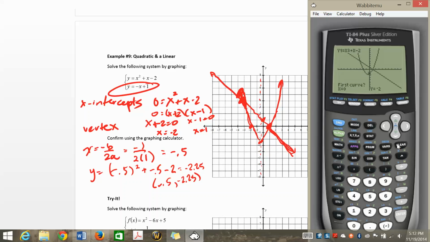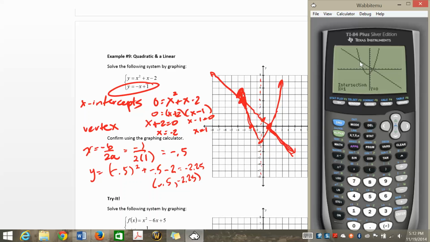It'll ask you what the first curve is. Notice it's on the parabola, so just click enter. It'll ask you for the second curve, and it's on the line, so hit enter. Then it's going to ask you for a guess. The calculator can only find one intersection point at a time, so just use the left and right arrows to move that little cursor so it's close to where that intersection point is. Notice that it's saying that the intersection closest to where I was is 1, 0.